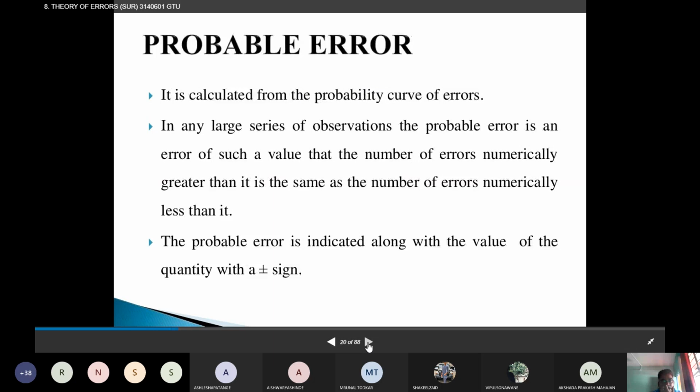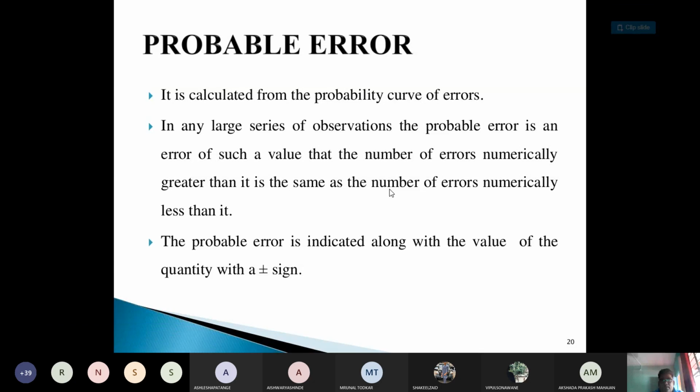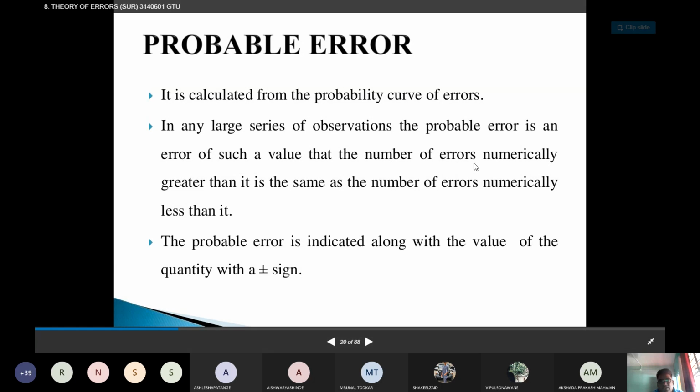So the probable error is calculated from the probability curve of the error. In any large series of observations, the probable error is an error of such value that the number of errors numerically greater than it is the same as the number of errors numerically less than it.